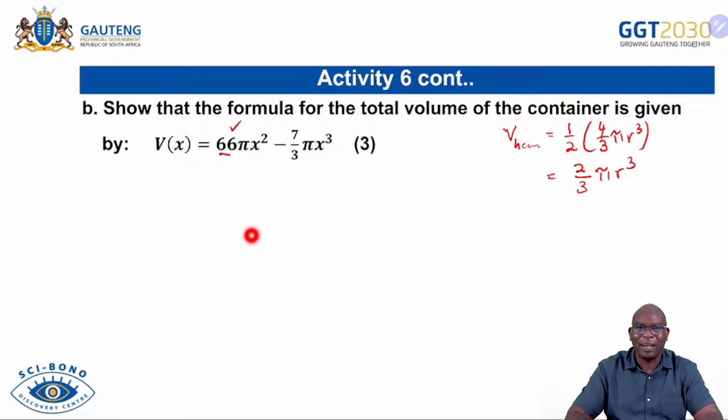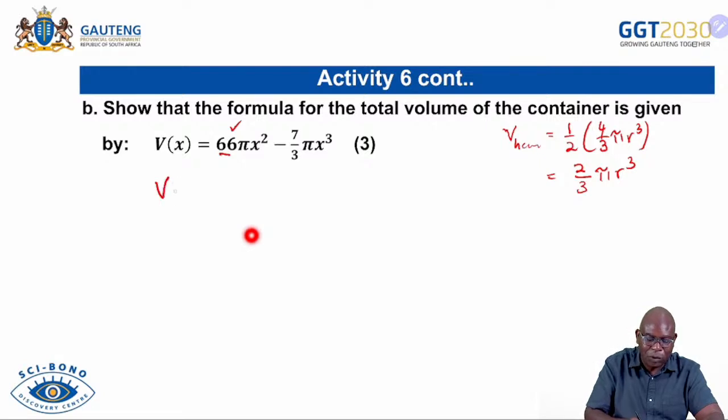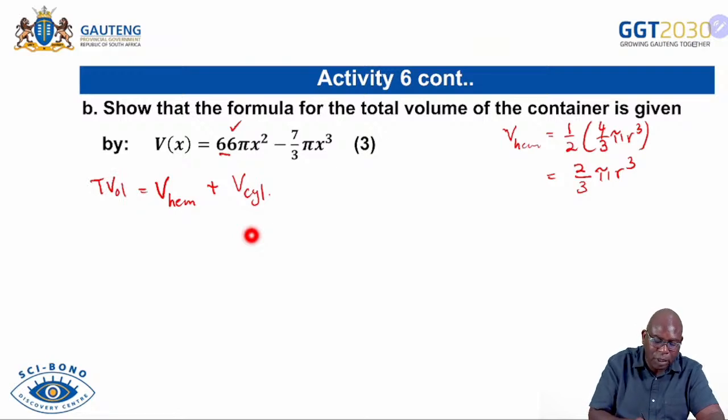Check those formulas that are given and check what is given there. What is given is a hemisphere, so I need the formula for the hemisphere. Now to get the total volume, I need to add the volume of the hemisphere plus the volume of the cylindrical part. Then I'm going to get the total volume.